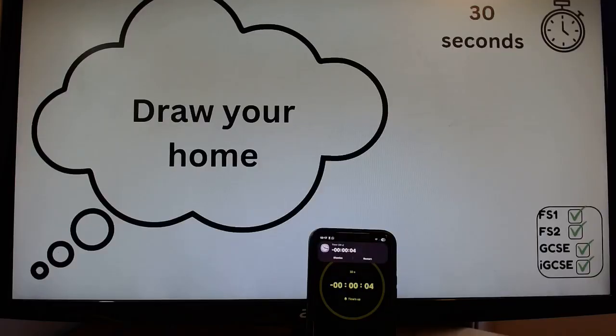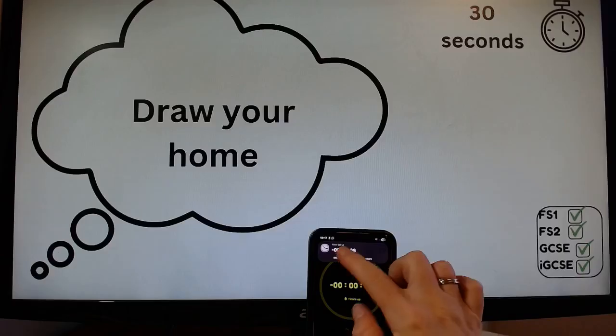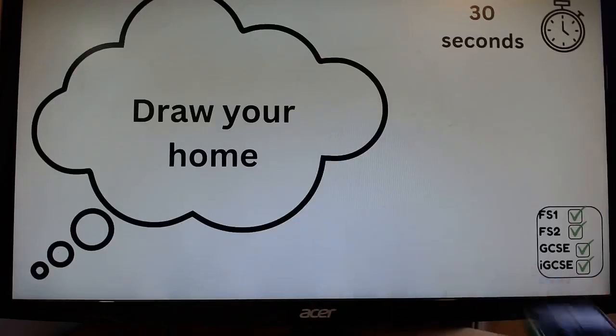That didn't feel very long at all. Okay, I'm going to stop that there. Okay, right, looking at the picture. Looking at your picture now. Is it the same size as your house? Is it exactly the same size as your house?